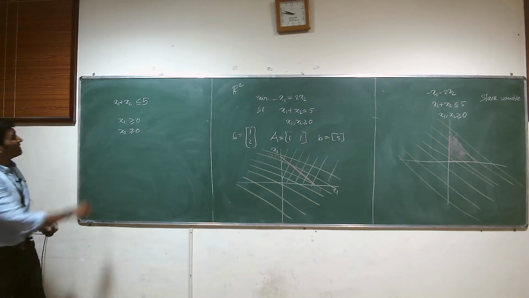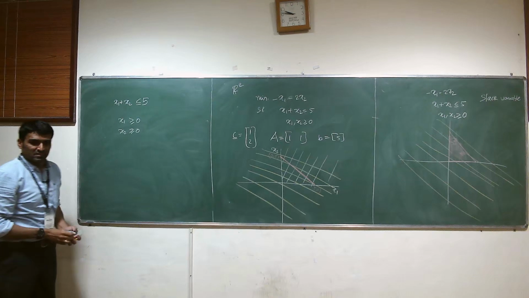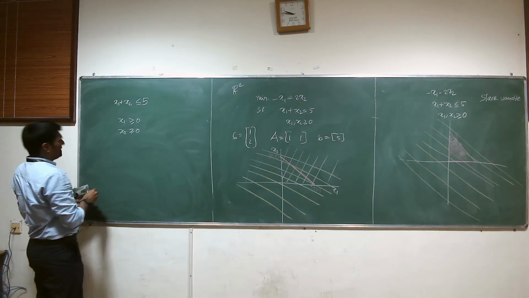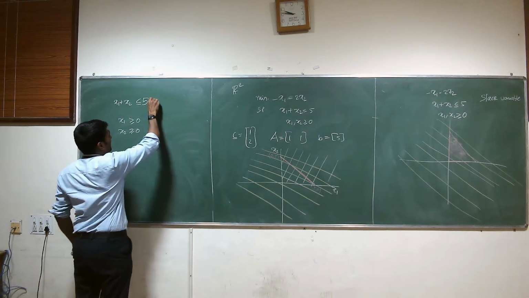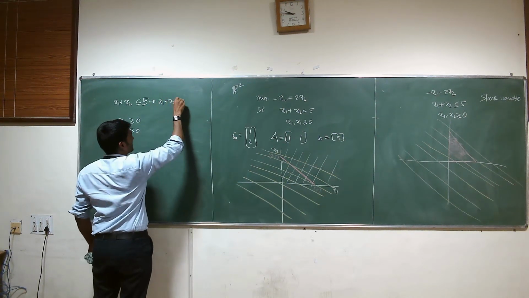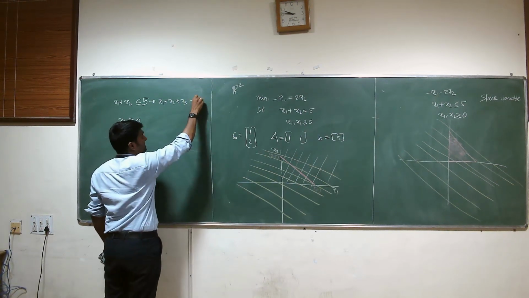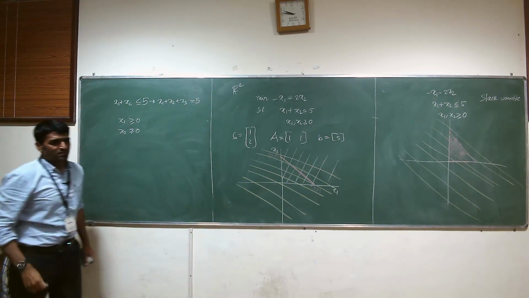Okay. So this term has to be always less than or equal to 5. Right? So now, if I change this slightly and I say x1 plus x2 plus x3, this is a dummy variable that I'm introducing, and I say this is equal to 5.